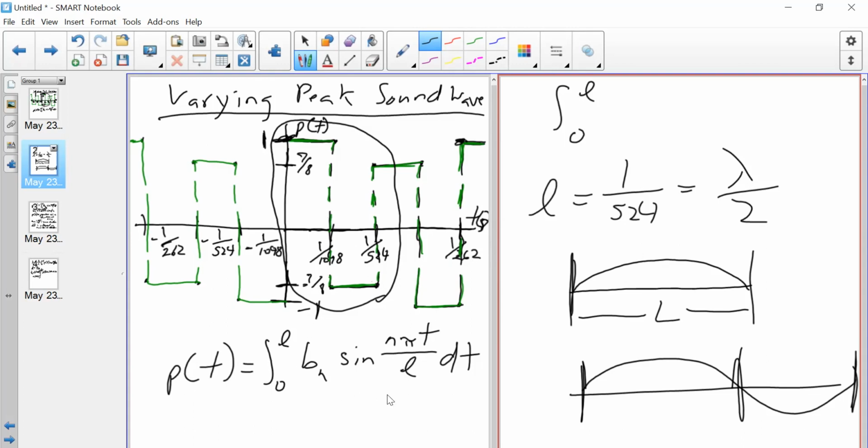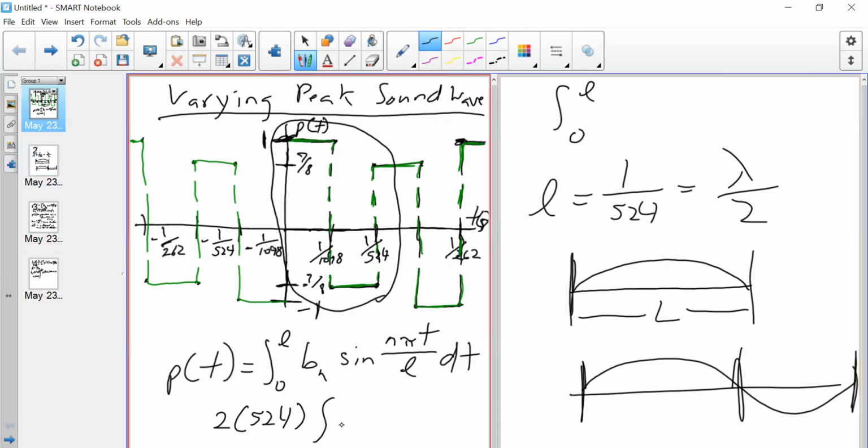Again, our boundaries, I guess I can put it here. This entire function that we saw, which is going to be 2 times 524 times all that stuff, 0 to 1 over 524, is going to be made up of 2 regions. And we have to account for that because of how the wave is.